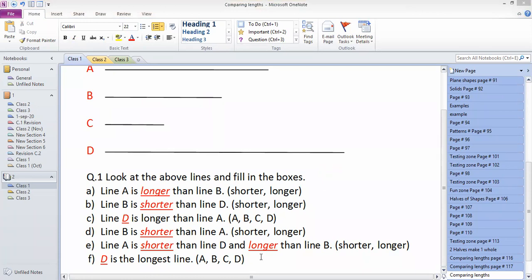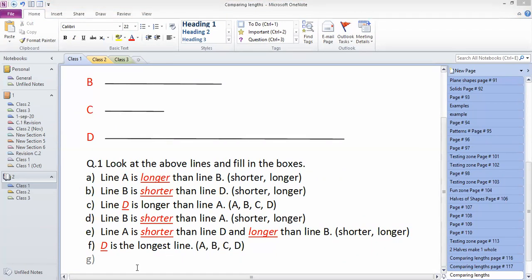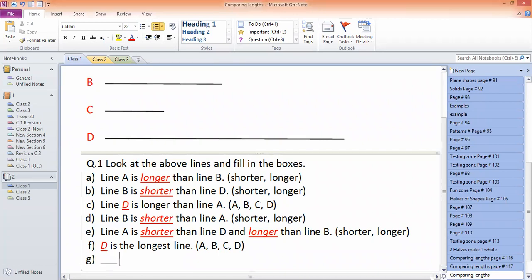Clear? Yes, sir. Very good. Now G. Dash is the shortest line. Again, the options are A, B, C, D. Dash is the shortest line.